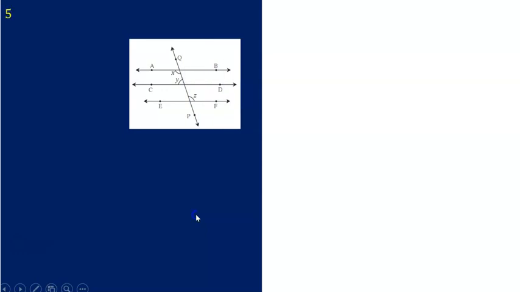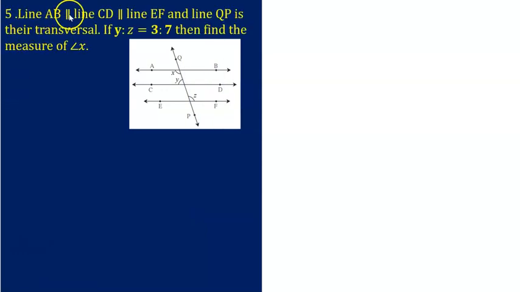Now next, line AB is parallel to line CD, which is parallel to line EF. Means what? All these three lines, line AB, line CD, and line EF, are parallel to each other. Line QP is their transversal. If y to z is equal to 3 to 7, that is, the ratio of the measures of angle y and z is 3 to 7, then find the measure of angle x.